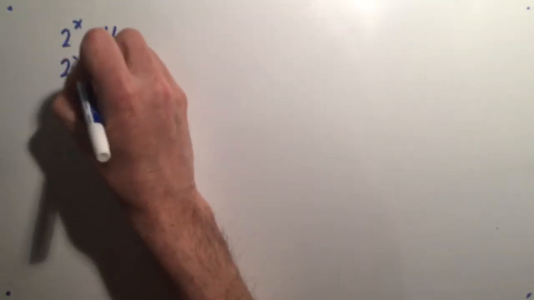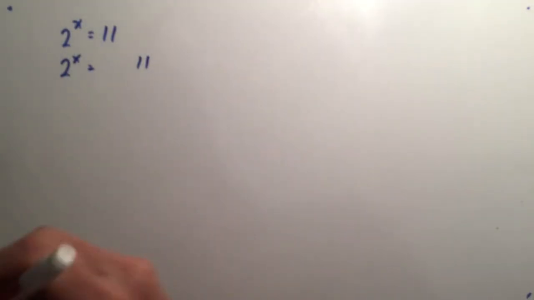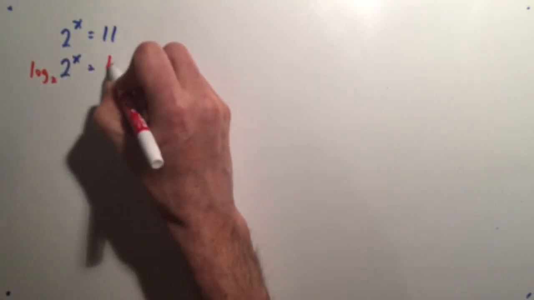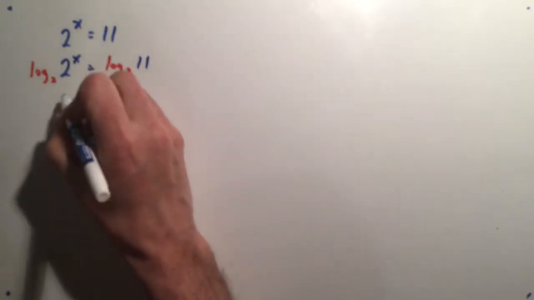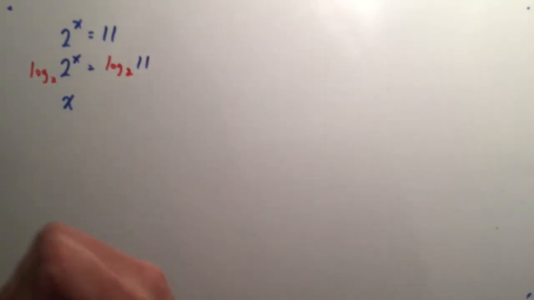So what we have to do with this one is we have to take log base 2 of both sides. Log base 2 of both sides, like this. Because whatever you do to one side, you have to do to the other side. Now this is going to make the left side equal to x, because logs and exponentials are inverses of each other.